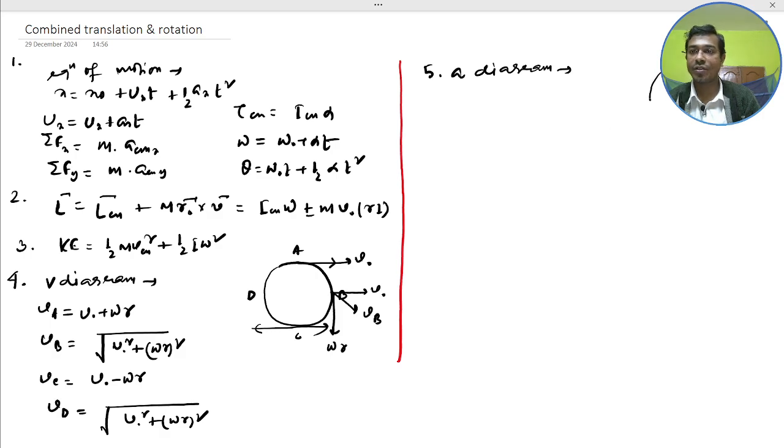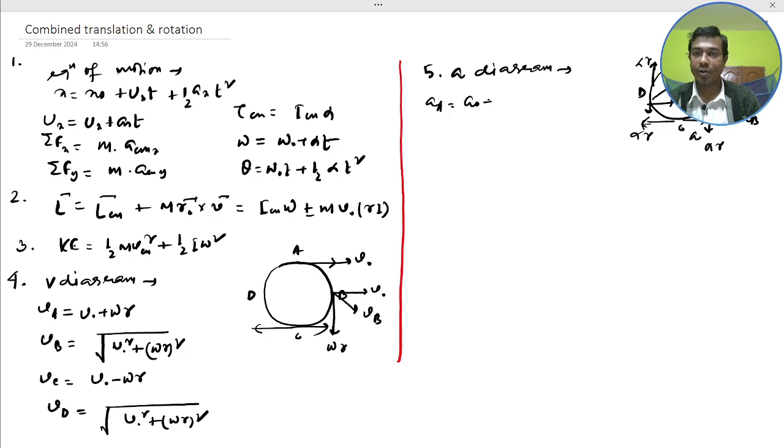For the A diagram, this is also a rolling body with four points A, B, C, D. We just find the acceleration at these points. This is the A naught, and here A naught. This is the alpha. You have to find this for points A, B. Here also this is alpha. This is the A naught. At point D, the alpha, and here A naught. You have to find A, D.